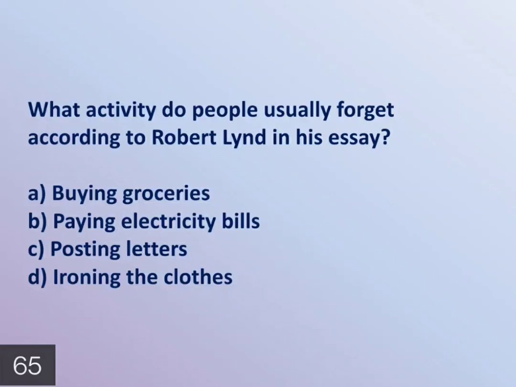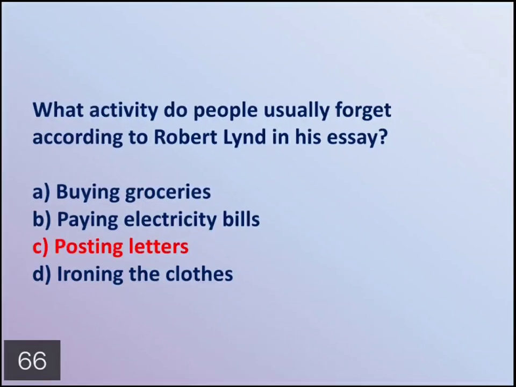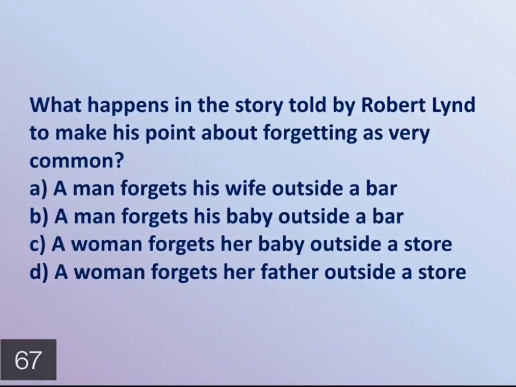What activity do people usually forget, according to Robert Lind in his essay? A. Buying groceries, B. Paying electricity bills, C. Posting letters, D. Ironing the clothes. So he says that people usually forget posting letters. C option is correct.